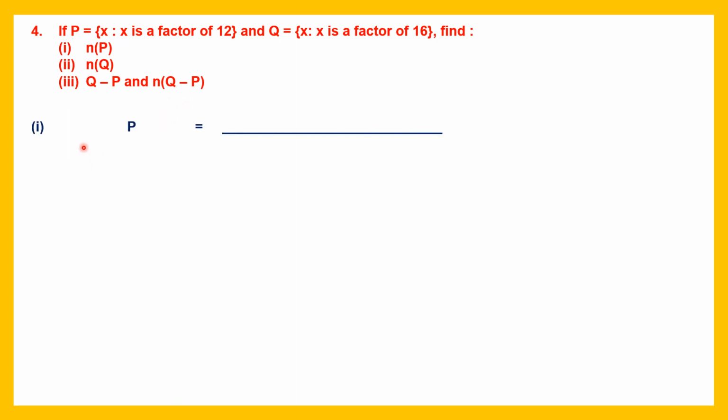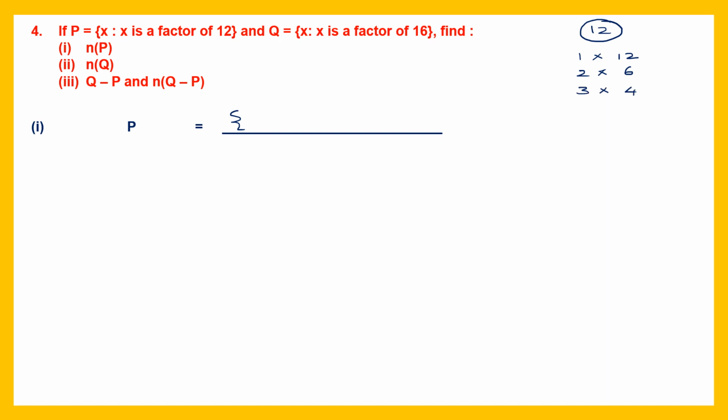Okay, so the first one is P. Let's write down all the elements of P first. Okay. Now, X is such that X is a factor of 12. What are factors of 12? All the elements that will multiply to give you 12, like 1 into 12 is 12. Then 2 into what is 12? 2 into 6. Then 3 into 4 is 12. That's it.